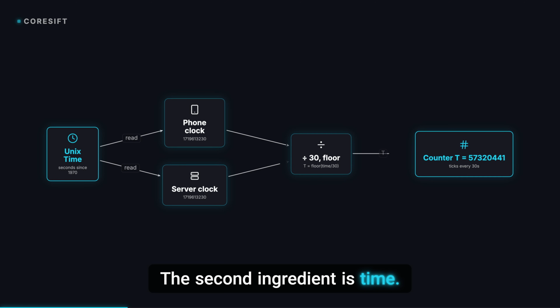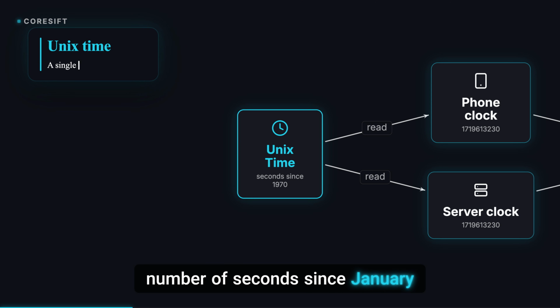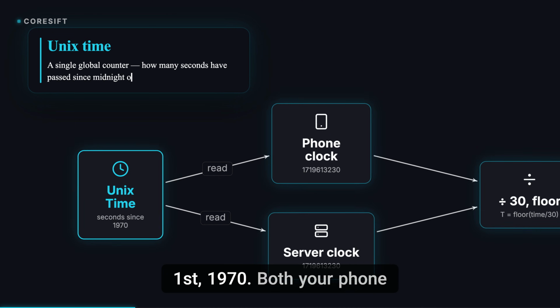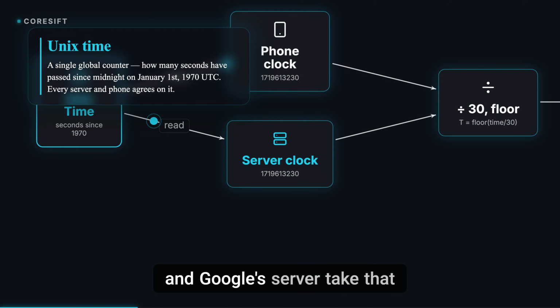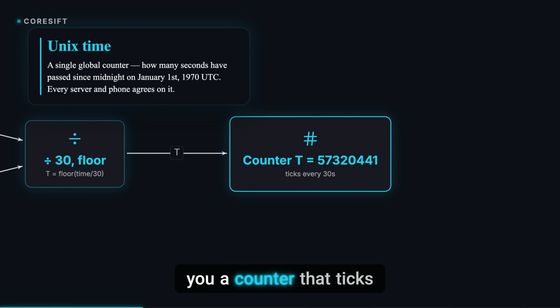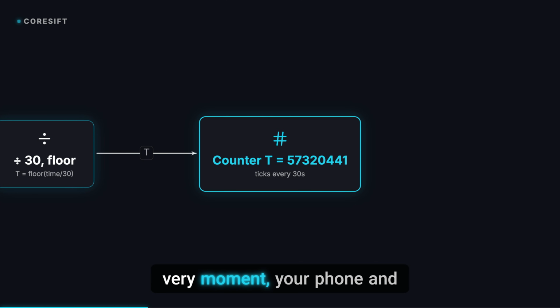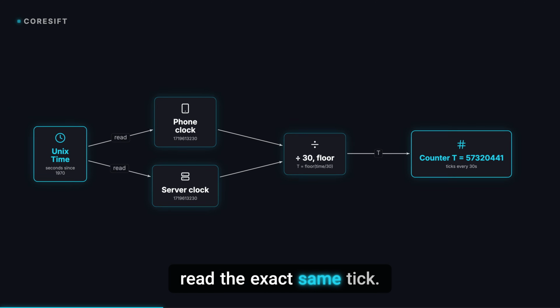The second ingredient is time. Every computer on Earth agrees on Unix time, the number of seconds since January 1st, 1970. Both your phone and Google's server take that number, divide it by 30, and round down. That gives you a counter that ticks up by 1 every 30 seconds. Right now, at this very moment, your phone and Google's server share the exact same counter value, even though they have never spoken. That synced counter is what replaces talking to the server. It is a clock both sides can read, and they both read the exact same tick.